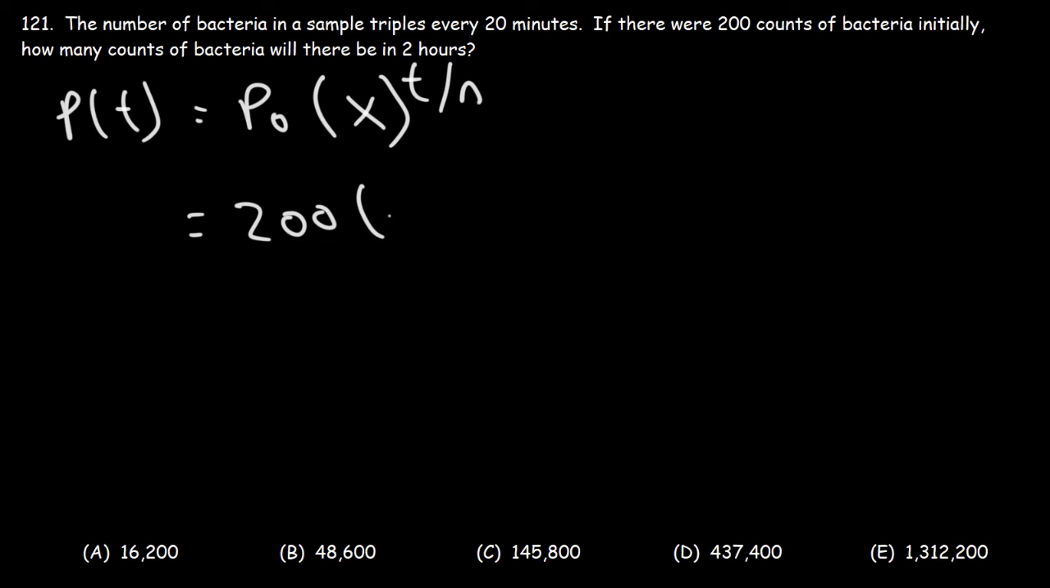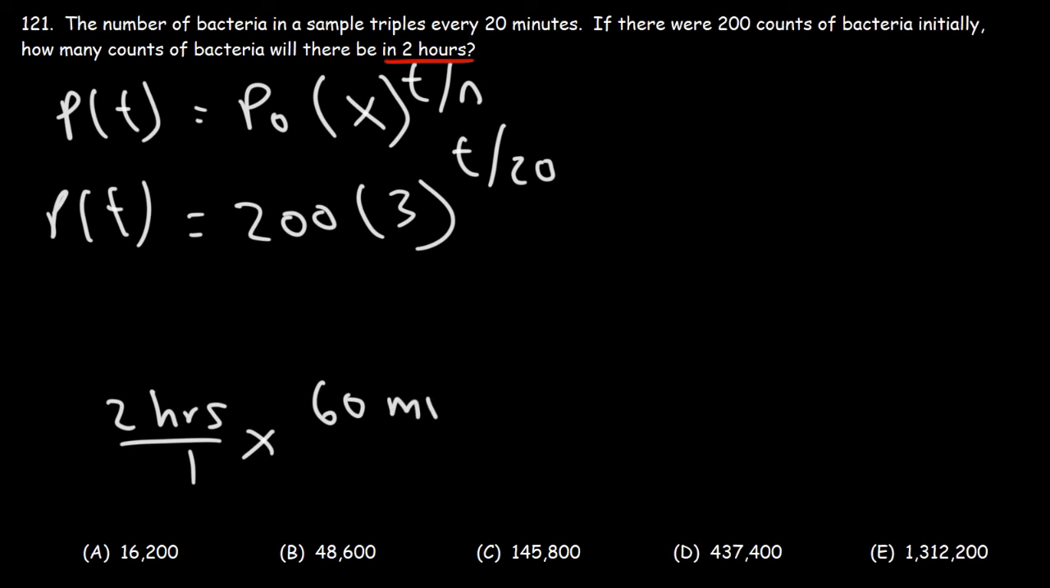X would be the number of times, let's say if it doubles or triples or quadruples. Because it triples, x is 3. T is going to be the time in minutes. Notice that it triples every 20 minutes. So n is going to be 20 minutes. So because n is in minutes, t has to be in minutes. Now, we want to find out how much bacteria there's going to be in 2 hours. So we need to convert that to minutes.